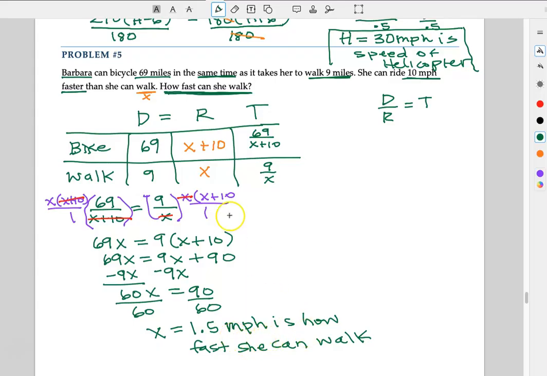And that's what it's asking us. If it asked us how fast she could bike, it would be 1.5 plus 10, right? But this is what it's asking for, so we are done. What is that one?